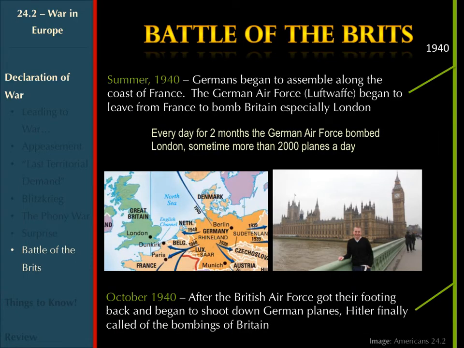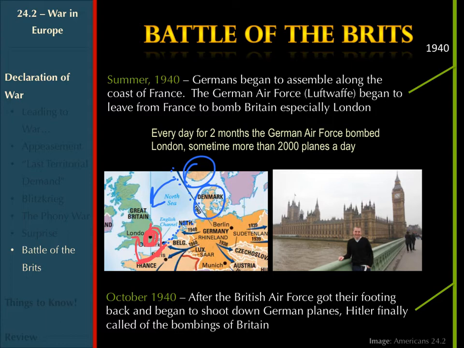So as soon as Germany has occupied Denmark and Norway, they start to put a series of bases along the coast here so they can eventually one day invade Britain. They do the same thing in the Netherlands and Belgium, and they put their Luftwaffe, or their Air Force, right here in northern France. And they do this because they start to go on a series of bombing raids to Great Britain, and primarily in London. And this lasts every day for 2 months. The Germans bombed Britain, in particular London, every day at night. Sometimes more than 2,000 planes a day, trying to just completely destroy the infrastructure of the city.